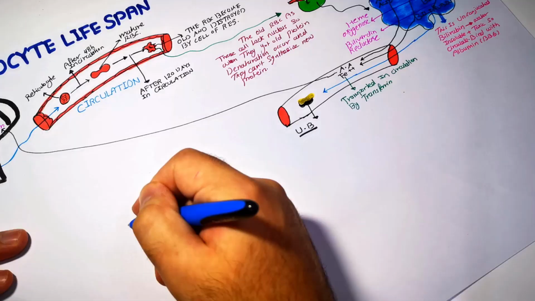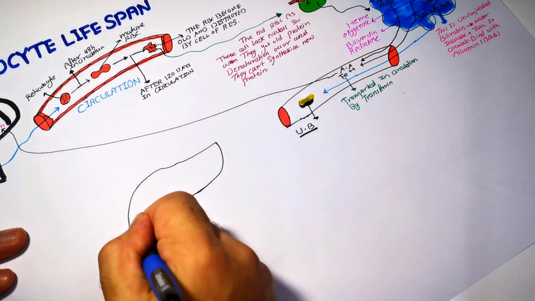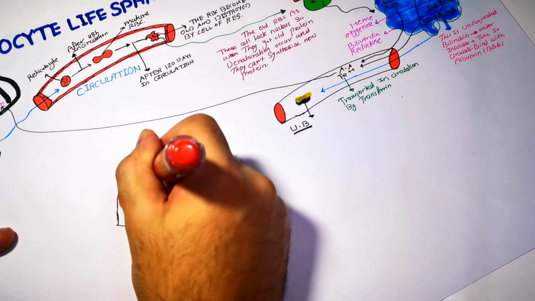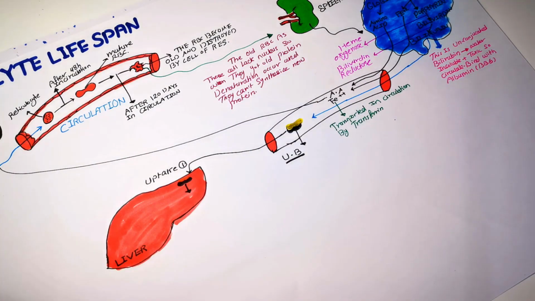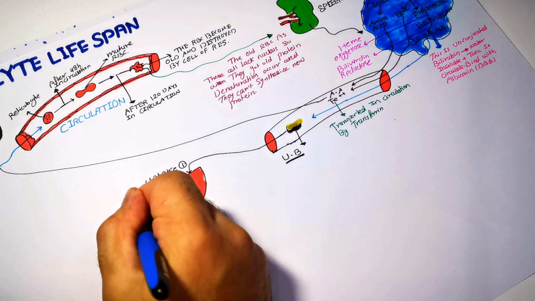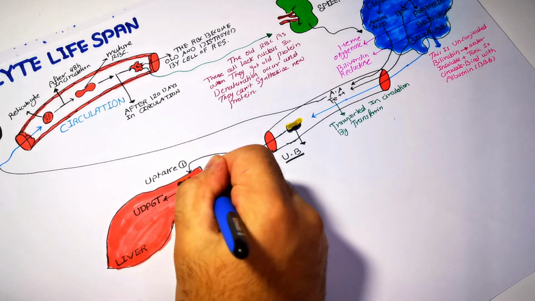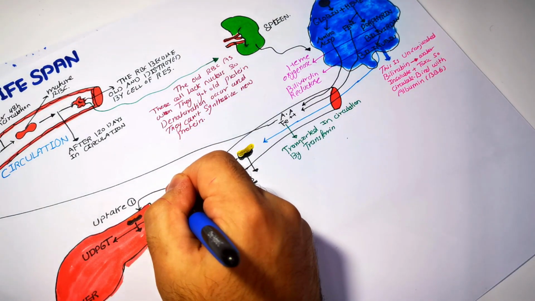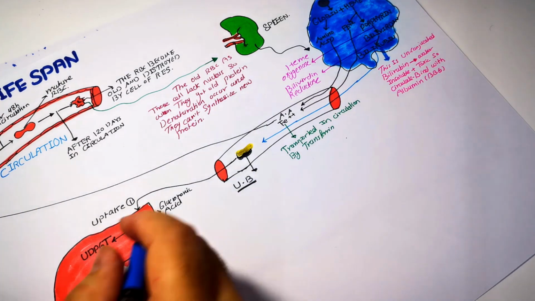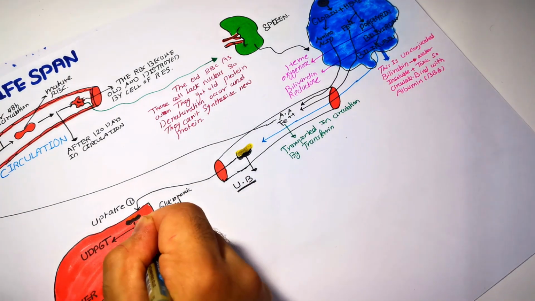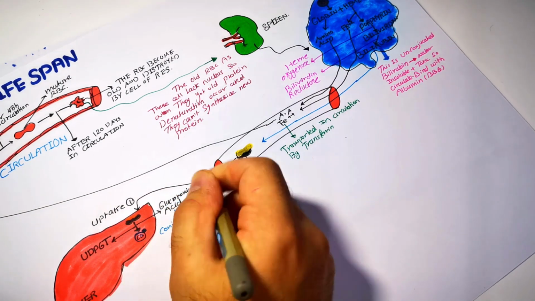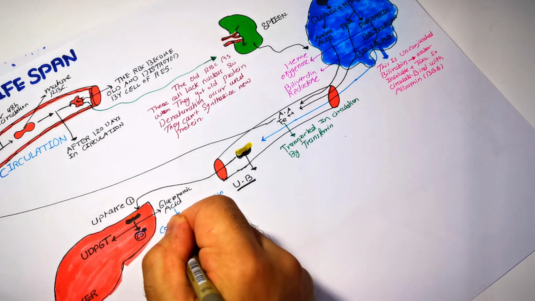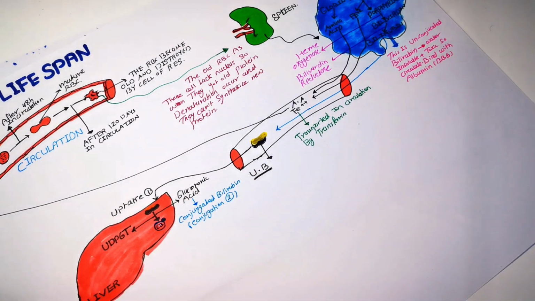This is the liver. The unconjugated bilirubin will be taken up by the hepatocyte. After uptake, this unconjugated bilirubin will be converted into conjugated bilirubin. The process of conjugation is done by the enzyme known as uridyl diphosphate glucuronyl transferase. We add glucuronic acid to the unconjugated bilirubin to make it water soluble, which is known as direct bilirubin.